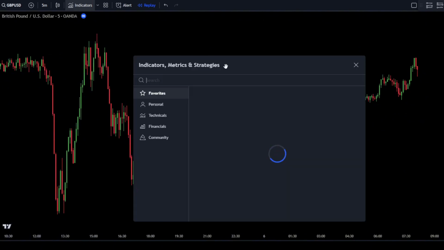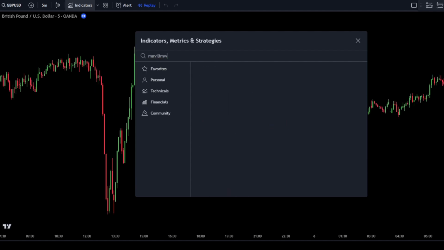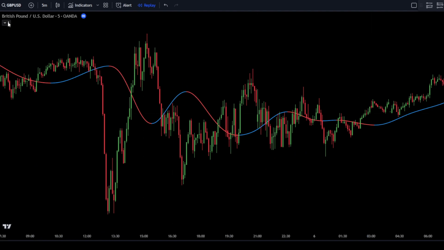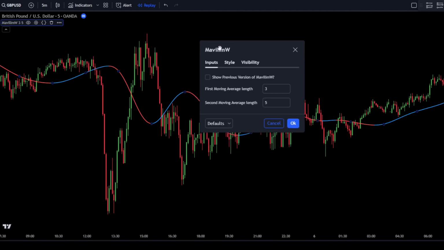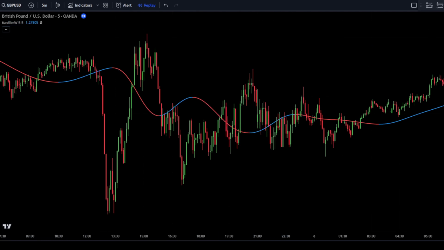Now, go to the Indicator Search tab. In the Indicator Search tab, type in MavilimW. Then, just select the MavilimW indicator by xauusd. After that, configure the Mavilim indicator. In the Input tab, change the number for the first moving average length to 5. Once done, simply click OK to confirm the changes.